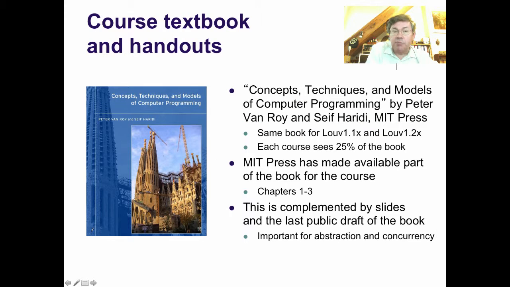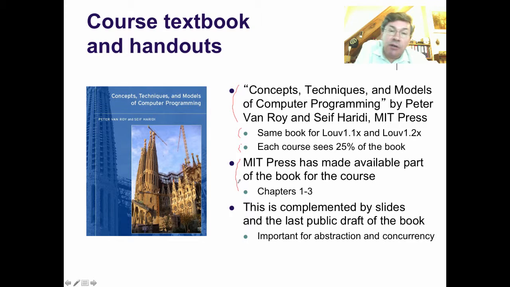So the course textbook is the same as for Louvain 1.1x. It'll be Concepts, Techniques, and Models of Computer Programming by myself and Seif Haridi, published by MIT Press. So the same book for both courses. In fact, each course sees about 25% of the book. Both courses together, you will have seen about half of this book. As for Louvain 1.1x, MIT Press makes available part of the book for the course, chapters 1 through 3.